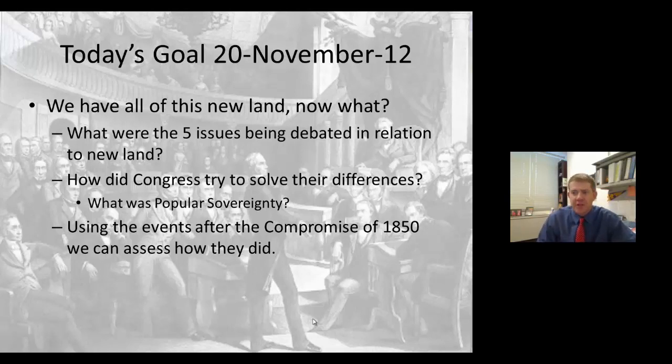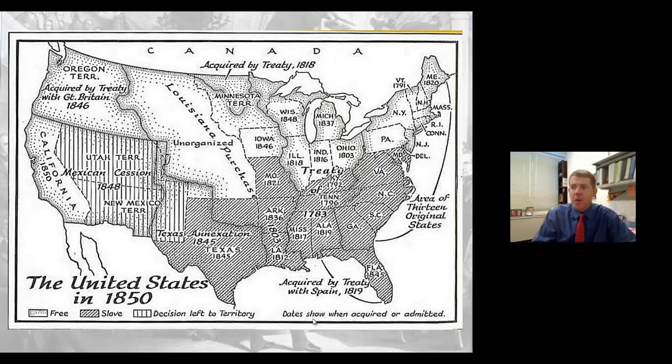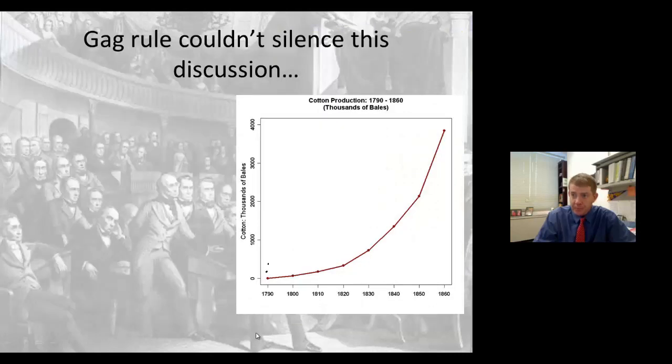And then we'll also use the events after the Compromise of 1850 to assess how they did. So we'll look back at the Compromise of 1850, looking at things that happened to see how did it work out? Did the compromise work? So here is the United States in 1850, and this is going to be as of the Compromise of 1850. And so what we're talking about when we talk about the Mexican Cession is, of course, this territory over here.